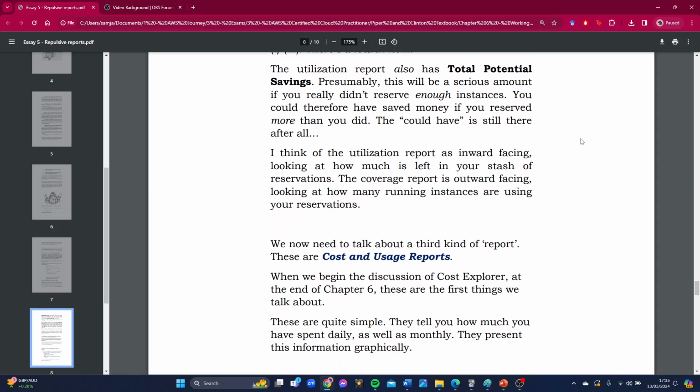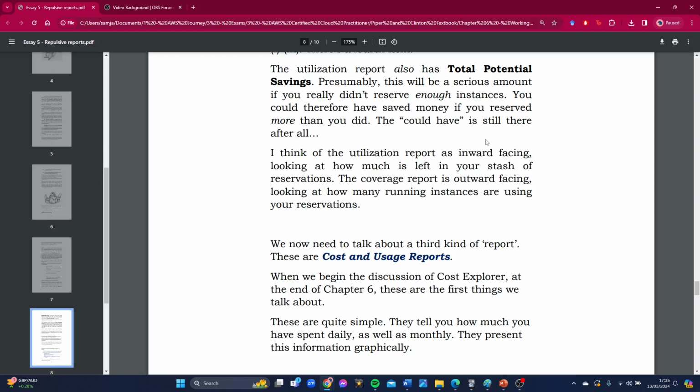Now, presumably this will be a serious amount. If you didn't really reserve enough instances, you're going to have a big total potential savings, because you could have really gone for it and made more reservations, given how much you're actually running in terms of instances. Okay, so you could therefore have saved money if you reserved more than you did. So the could have is perhaps there after all.